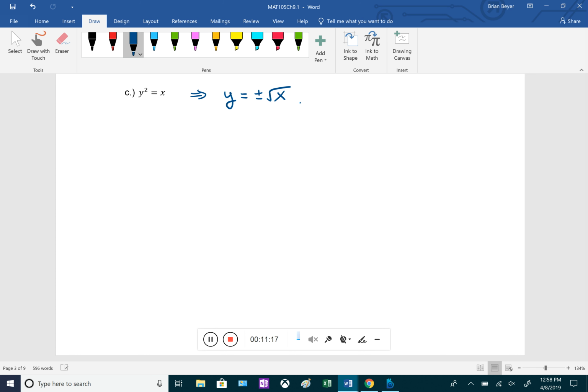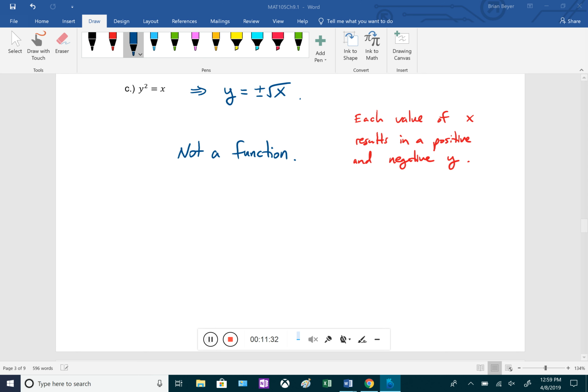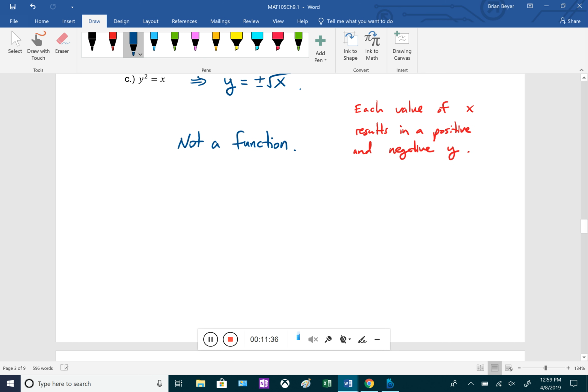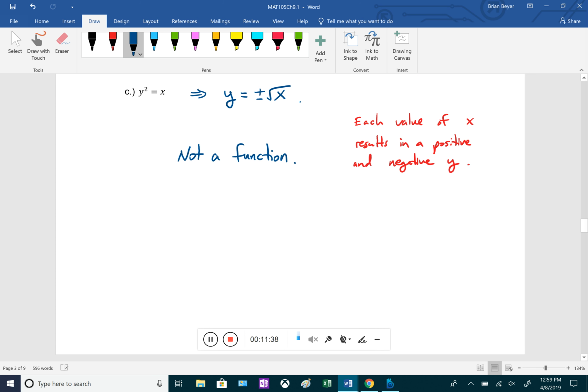So with that being said, no matter what value of x we plug in, we're going to get a positive answer and a negative answer. So this means that this is not a function because we get more than one value of y for each x that we plug in. Okay, so kind of a hint for these ones, if there is a y squared, or technically y to any even power, then it will not be a function.